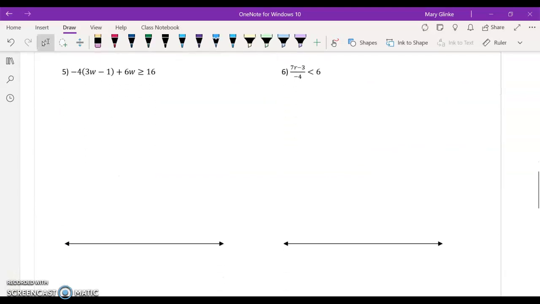So here's what I'd like you to do. I'd like you to try numbers 5 and 6 by pausing the video and working through those. And then when you have tried them, unpause the video and come back and see how they went. Okay, so pause and try them.